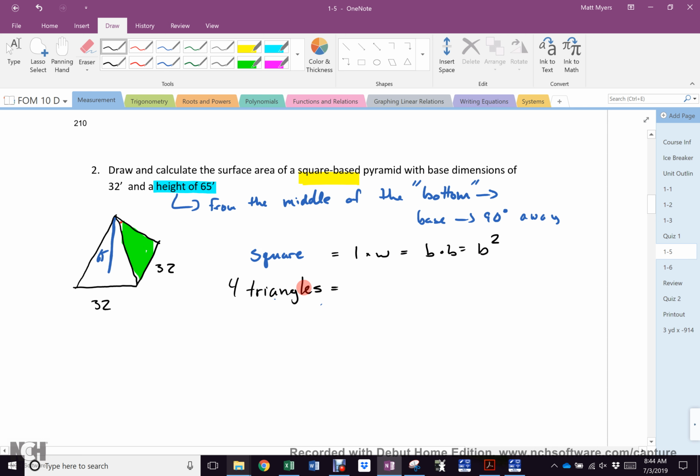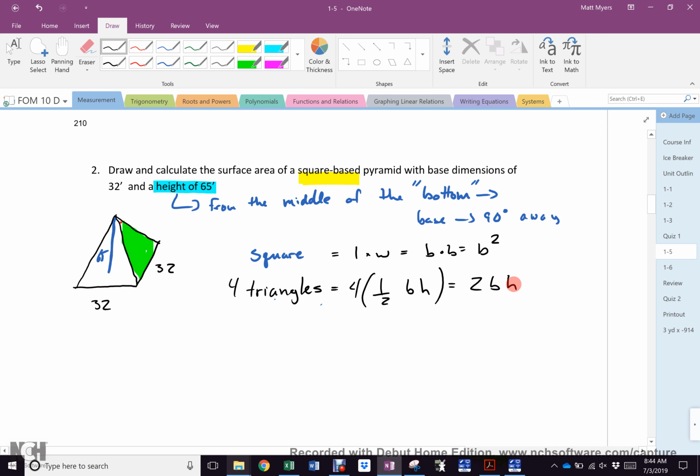Okay. What's the area of a triangle? Anybody remember? Base times height. You got to divide by 2, because a triangle is just half a rectangle, right? The rectangle is base times height, but then you're cutting it in half. So a triangle is 1/2 base times height, right? Everyone agree? How many triangles are there? 4. What's 4 times 1/2? 2 base times height.